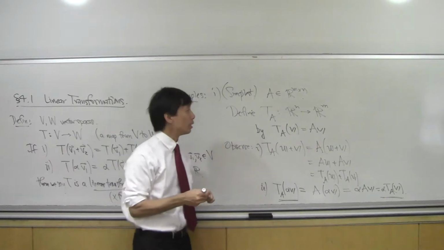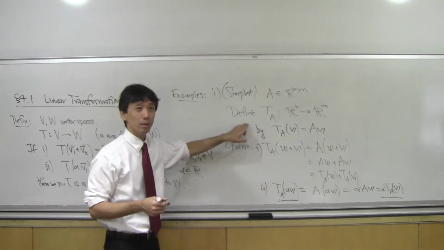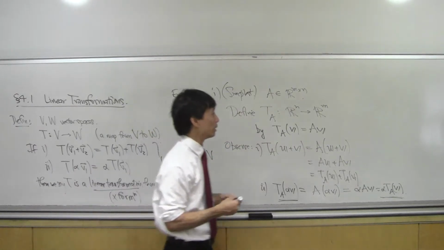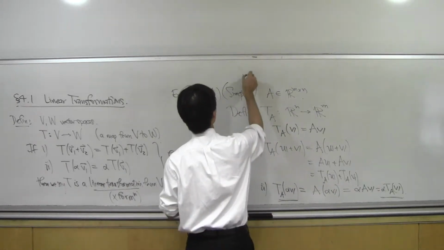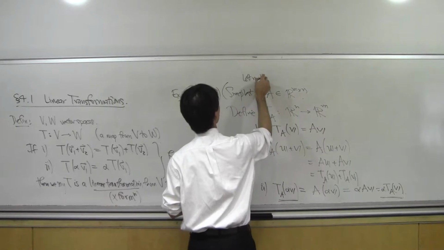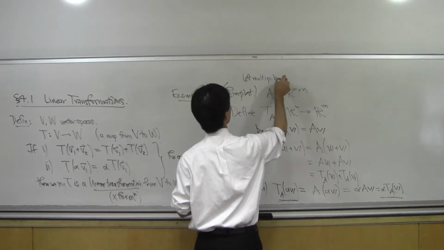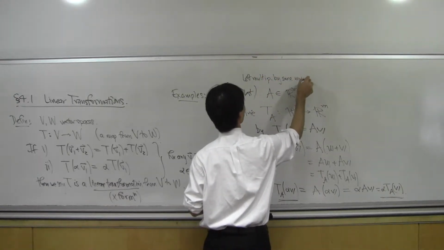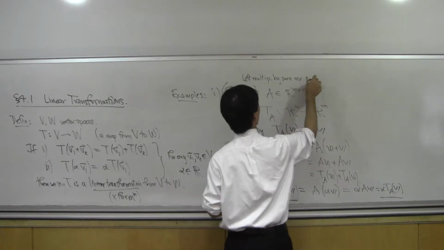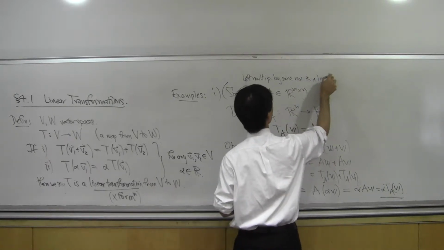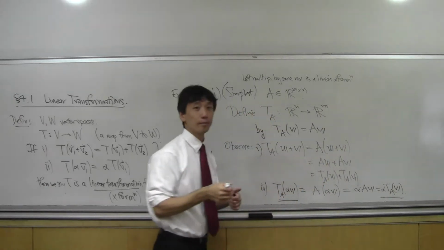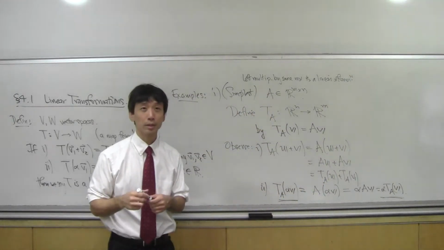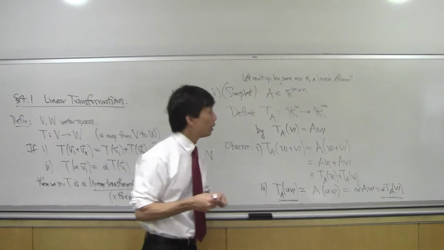Okay, so left multiplication by some matrix is a linear transformation. Left multiplication by some matrix is a linear transformation.